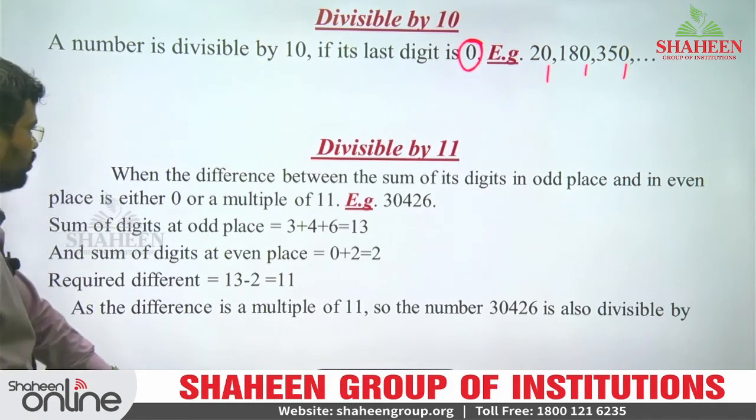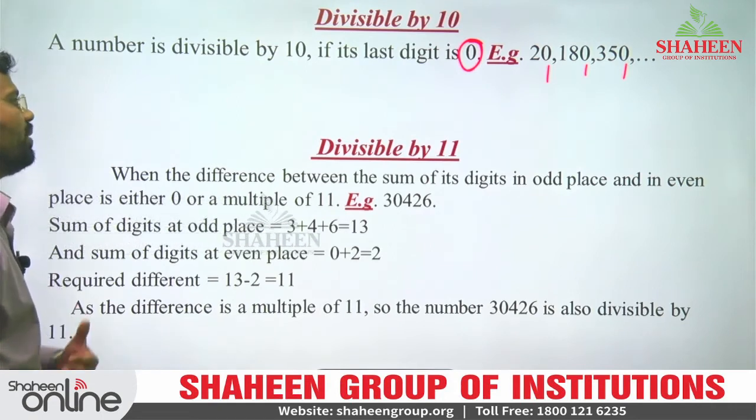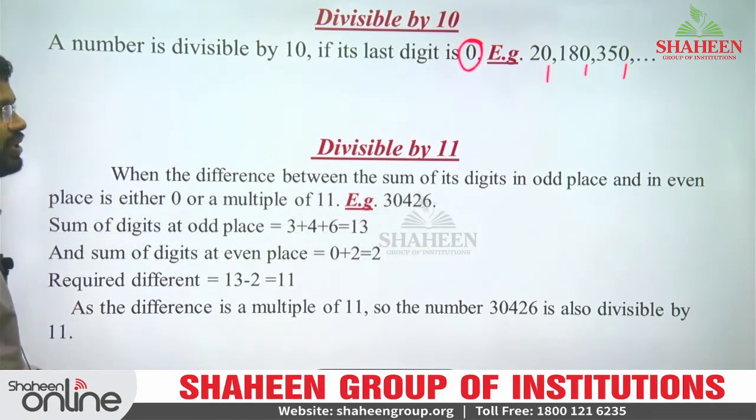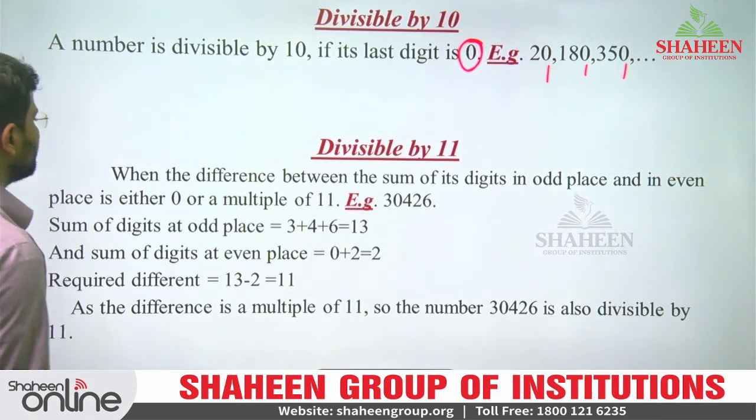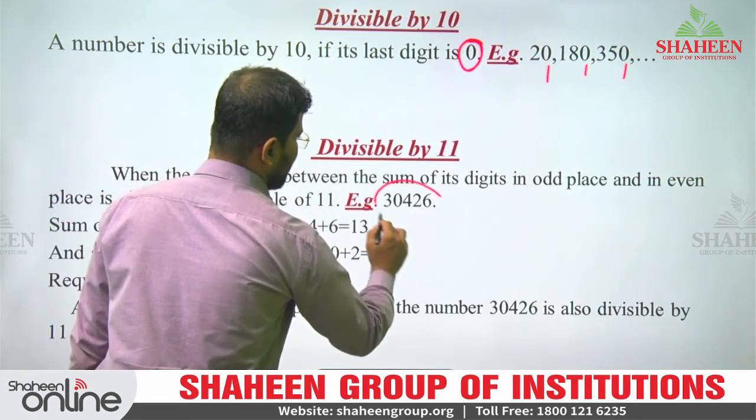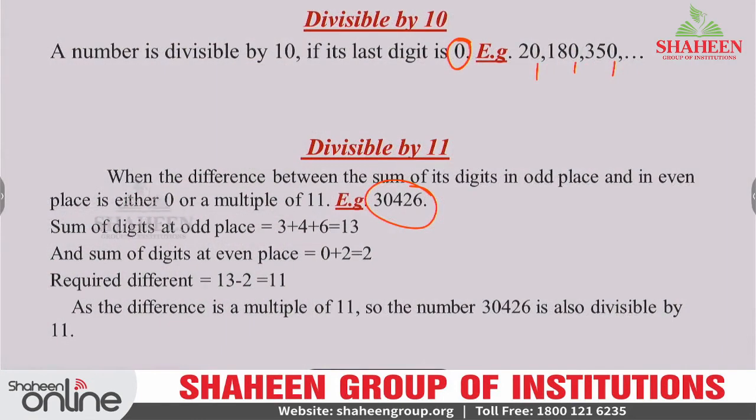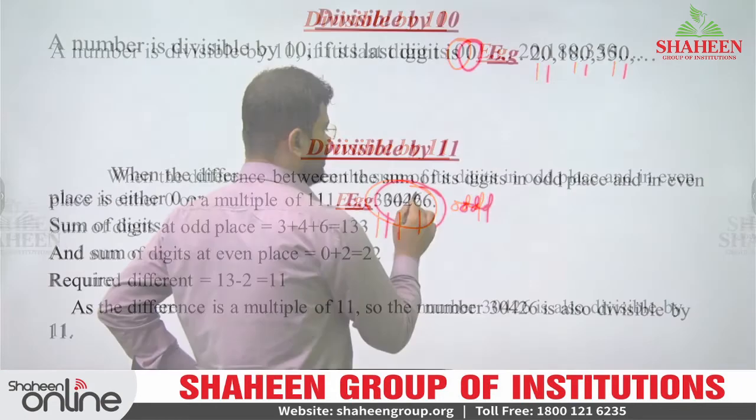Now we will move to another one: divisibility by 11. 11 is very interesting. Look here, friends. This is the given number, and here are the odd and even positions. 6, 4, 3 are the odd positions, and the remaining digits, 2 and 0, are the even positions.